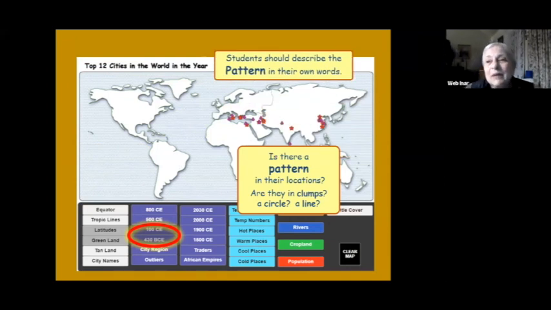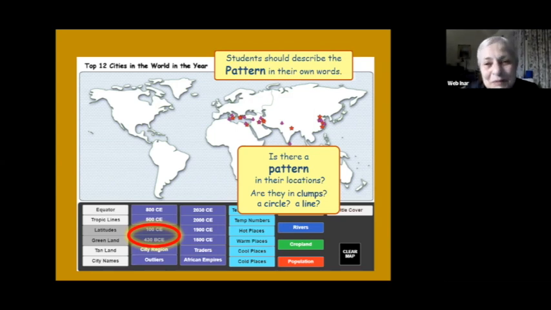For all of these maps, we really would like to encourage students to describe what they see in their own words. And in this case, we'd like to talk about the pattern. These 12 largest cities at two ancient times are not scattered all over the world. And how would students describe what they see? Do they see clumps? Do they see a circle? Do they see a line of cities?